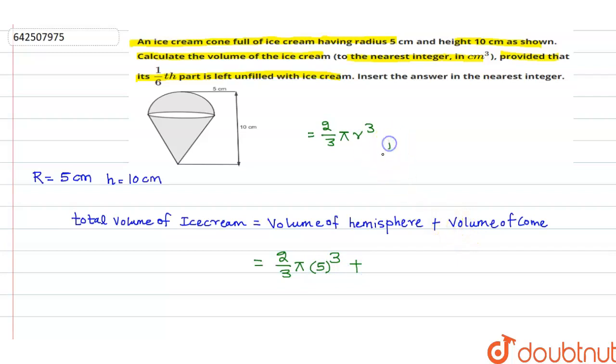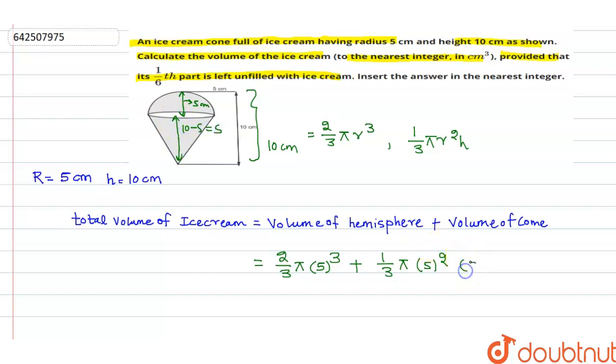We know the volume of the cone is 1 by 3 pi R square H. Here, 1 by 3 pi and then R square, R is 5 cm, so 5 square, and H is what? The total height is 10 cm. We know this height is also the radius, so this is 5 cm. So the height of the cone is 10 minus 5, which is 5 cm.